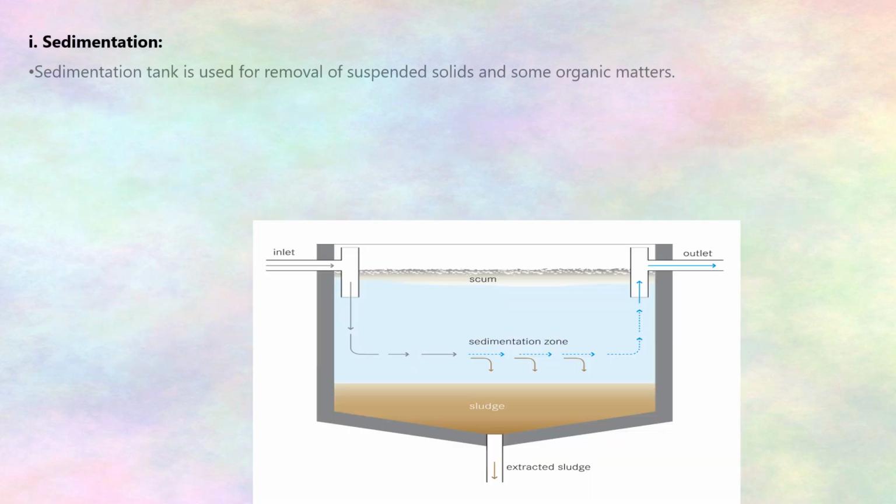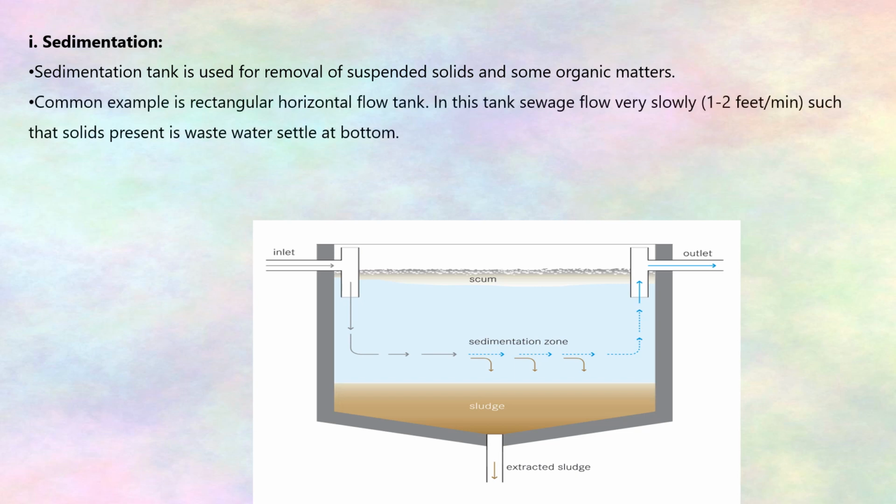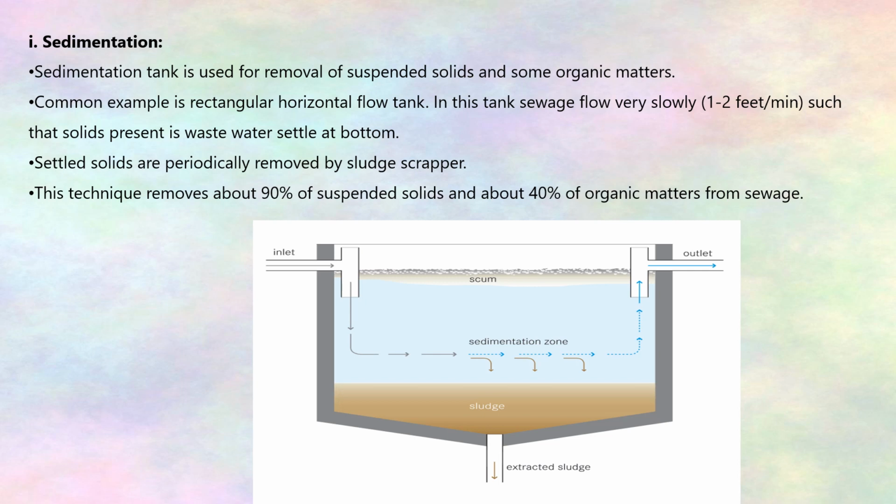Sedimentation. A sedimentation tank is used for removal of suspended solids and some organic matter. There are different types of sedimentation tanks. The most common example is the rectangular horizontal flow tank. In this tank, sewage flows very slowly, at 1 to 2 feet per minute, such that the solids present in the wastewater settle at the bottom. Settled solids are periodically removed by a sludge scraper. This technique removes about 90% of the suspended solids and about 40% of the organic matter from the sewage.